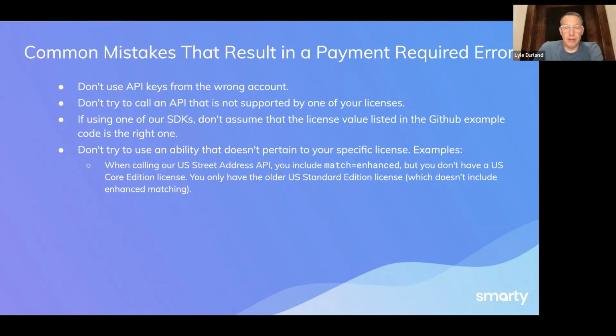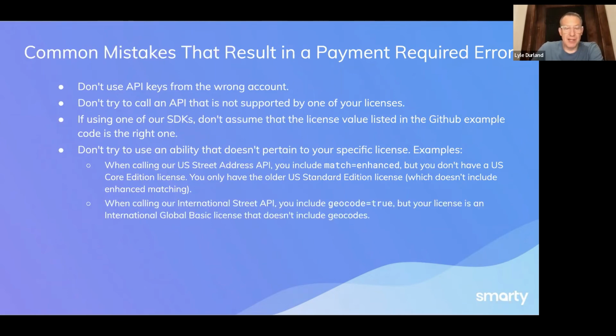Another example: when calling our International Street API, you include geocode equals true, but your license is an International Global Basic license that doesn't include geocodes. Not all our international plans include geocodes, so make sure if you need geocodes that you have a license that supports that, and then you'd include geocode equals true and be in good shape. If you include geocode equals true but your license doesn't support it, you get the 402 payment required error.